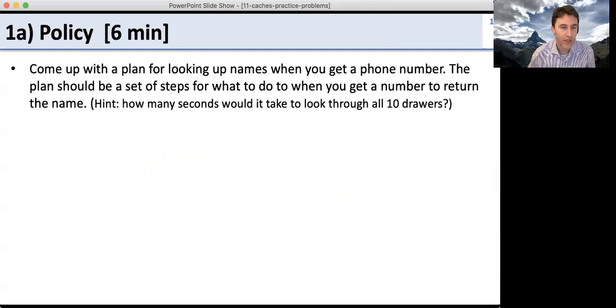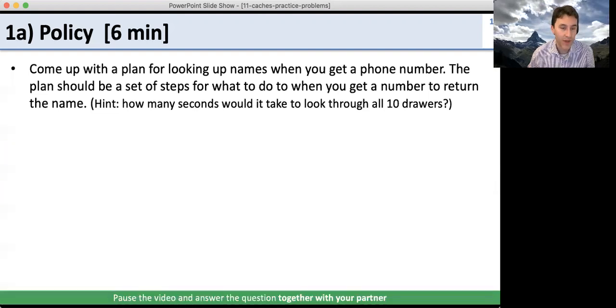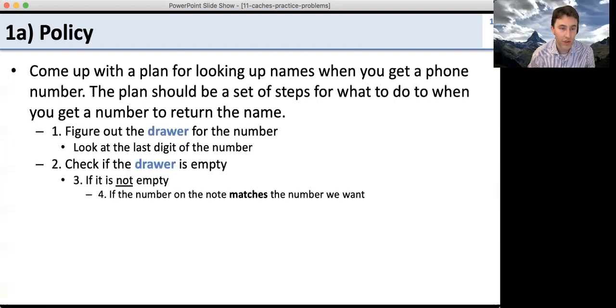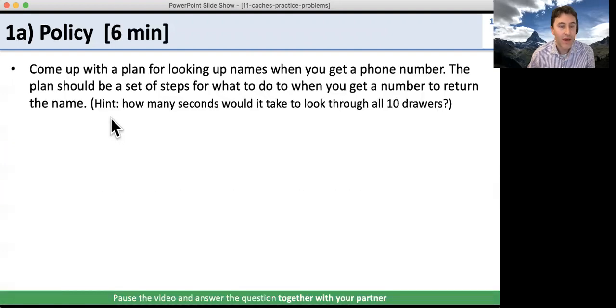So the first part, a policy. You need to figure out how you are going to do this. What are you going to do first? What are you going to do second? How are you going to know if you have the right thing? So go ahead, pause the video and figure out what the policy is that you're going to use for searching, together with your partner.